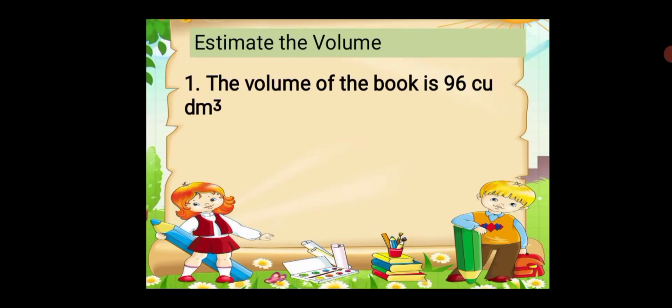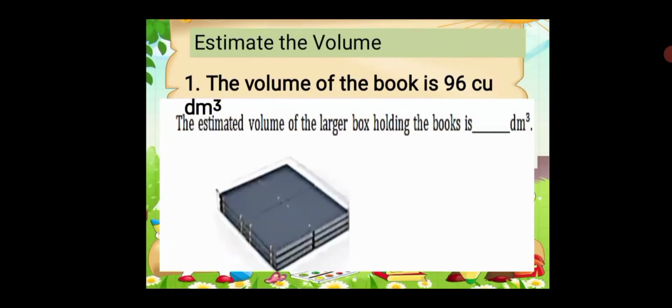Now, estimate the volume of the box whose edge is 96 decimeters. What do you think is the volume of the largest box? Okay, correct, 1 million cubic decimeters. We're going to round the 96 to 100. So 100 times 100 times 100 is 1 million cubic decimeters.